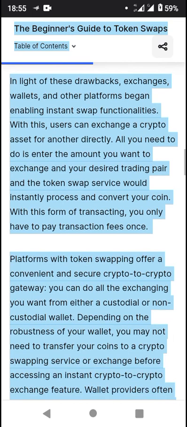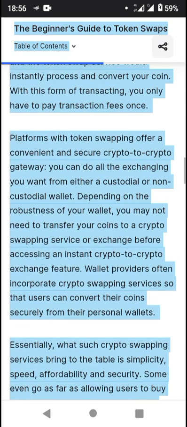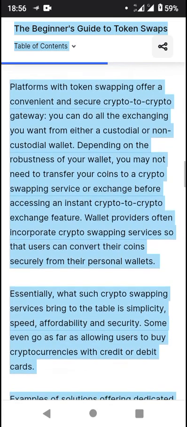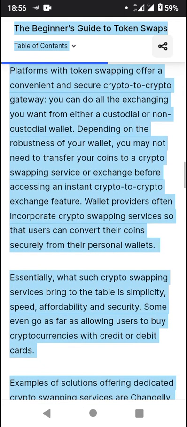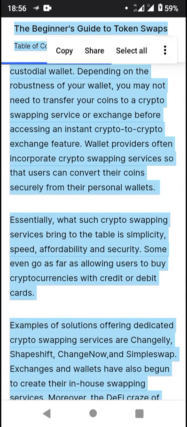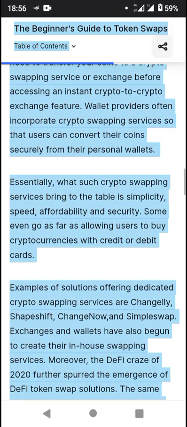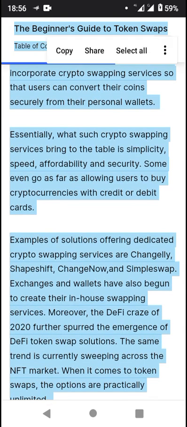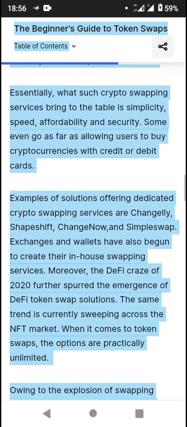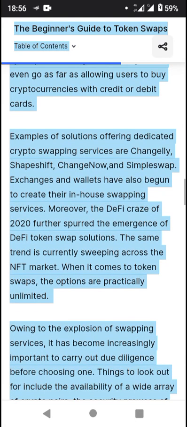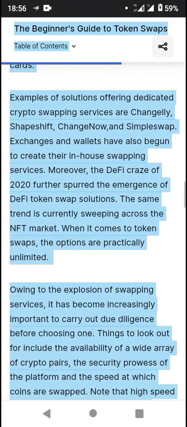The platforms with token swap offer a convenient and secure crypto to crypto gateway. You can do all the exchanging you want from either a custodial or non-custodial wallet. And depending on the robustness of your wallet, you may not need to transfer your coins to a crypto swapping service or exchange before accessing an instant crypto to crypto exchange feature. Examples of solutions offering dedicated crypto swapping services are Changelly, ShapeShift, ChangeNOW, and SimpleSwap. Exchanges and wallets have also begun to create their in-house swapping services.